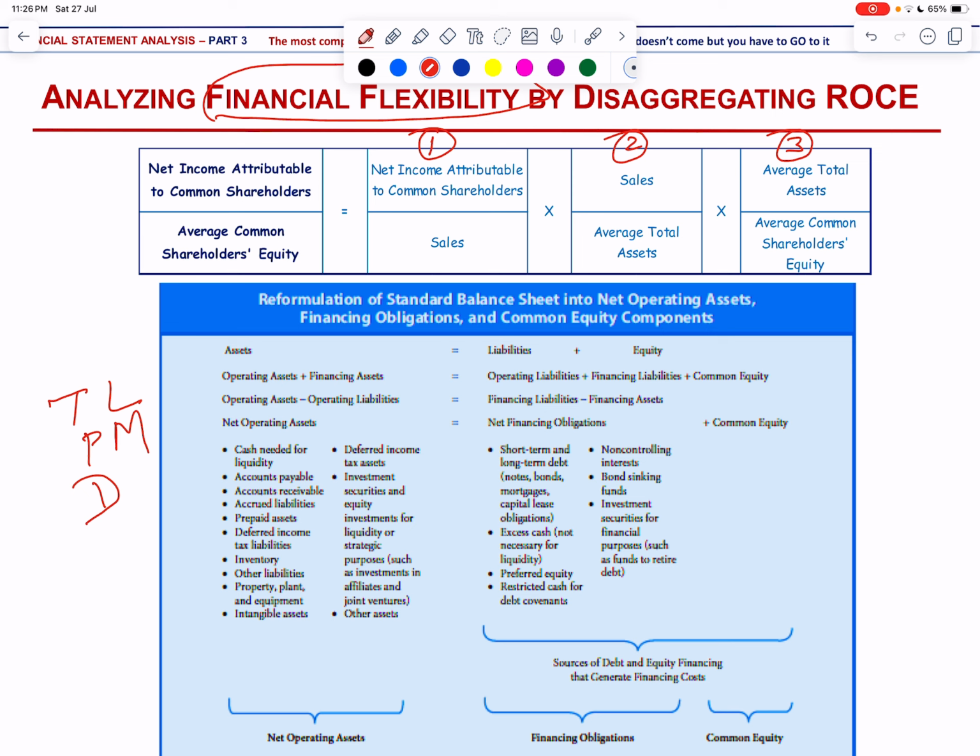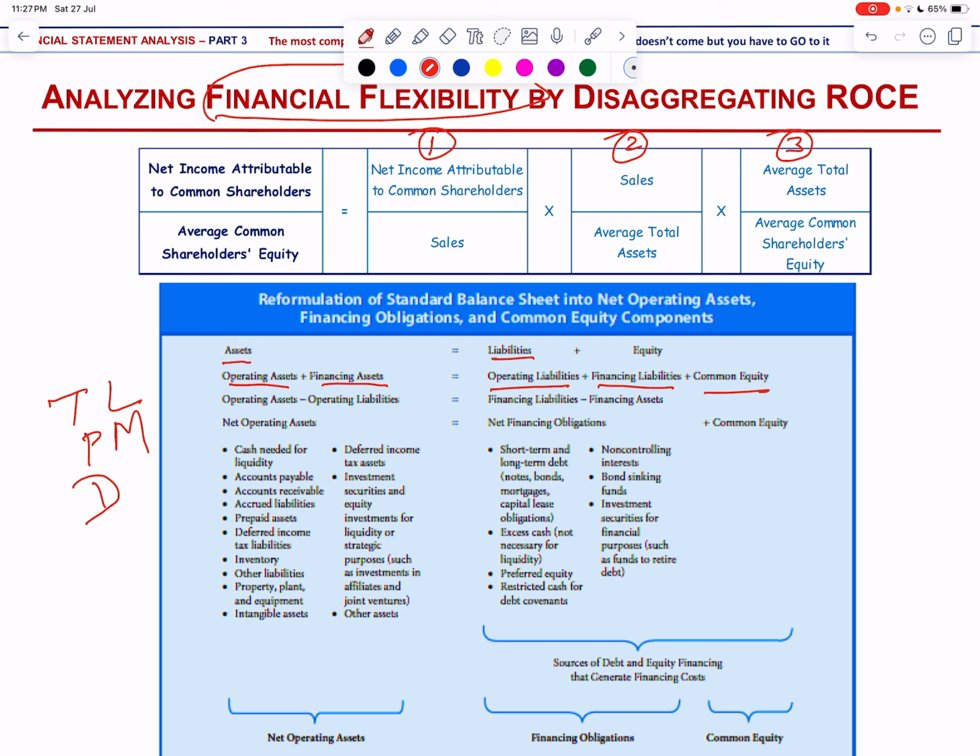Like assets are split into operating assets used in daily operations and financing assets like investments. Similarly, liabilities are divided into operating liabilities, example accounts payable, and financing liabilities, example long term debt. Equity is analyzed considering its financing implications.